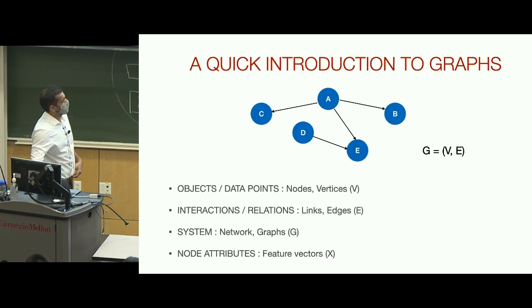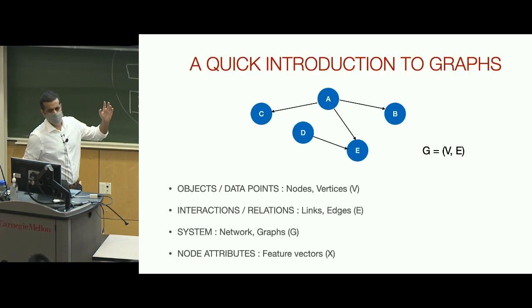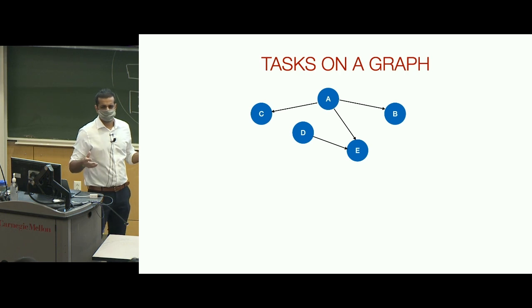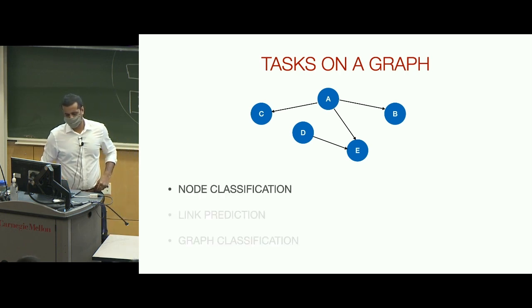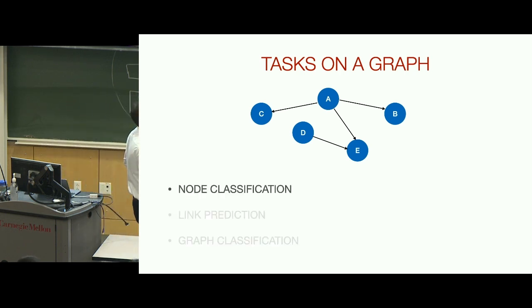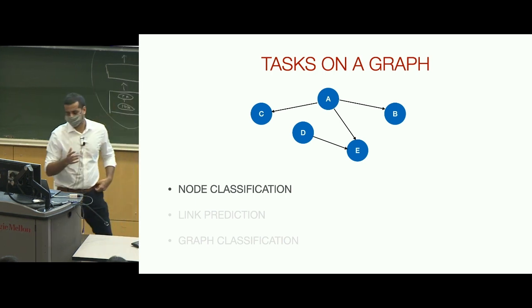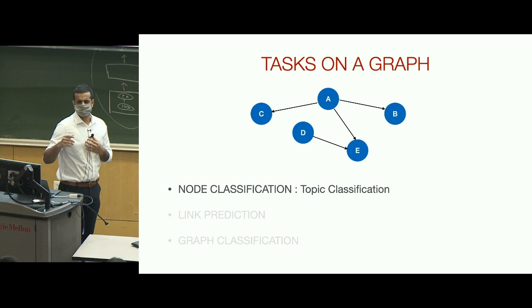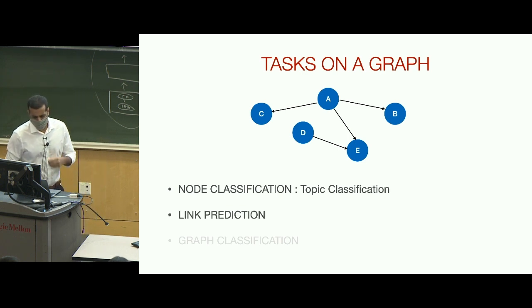So with that really fast introduction to why we should care about graphs and what certain terms are in a graph, I guess the question I want to answer here is, what can we do with graphs? So one of the popular problems in graph neural networks is node classification. An example of this is topic classification.